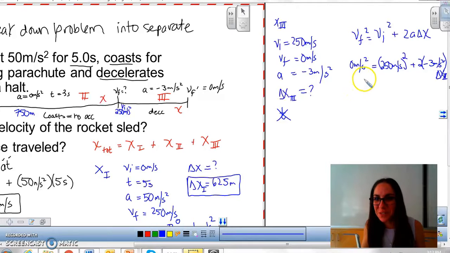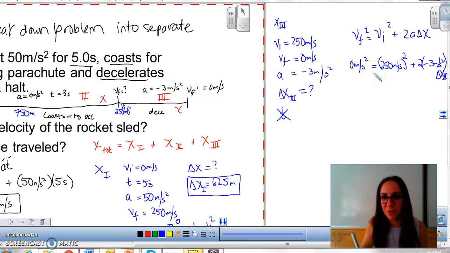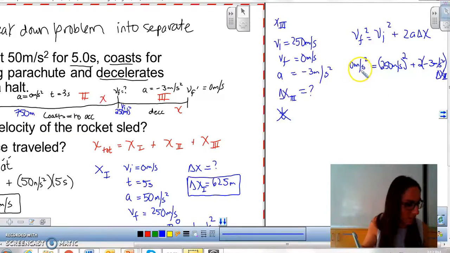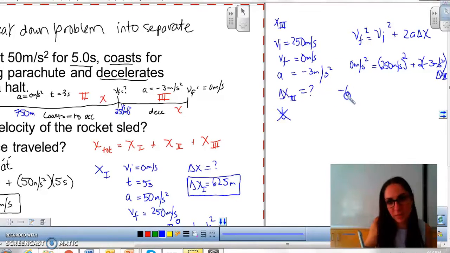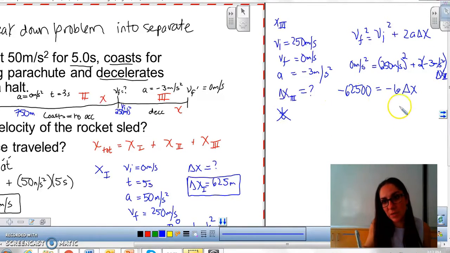Okay, so I'm going to go ahead and solve this out. I'm assuming that your algebra is pretty good. So this is going to move over, which becomes negative. So 250 squared gives us -62500 equals -6 delta x. Notice that I combine that and I move that over, which is good because these signs cancel, which means it's moving forward, which is exactly what it's doing in the problem. If you got a negative, something went wrong with your signs.